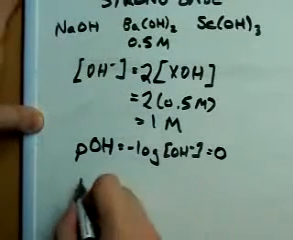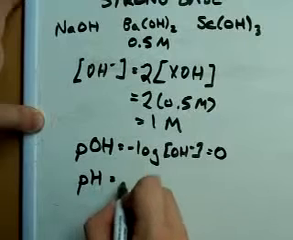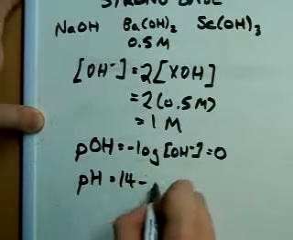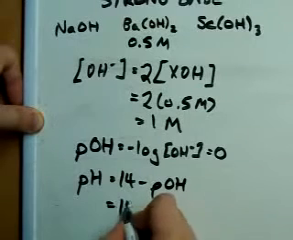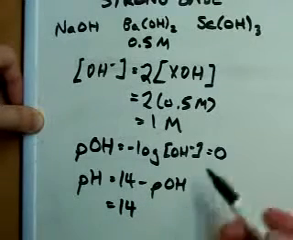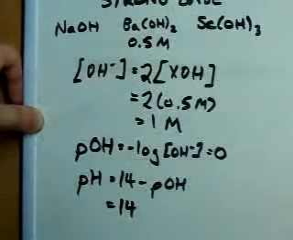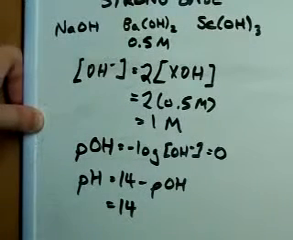And the way you calculate pH from pOH is to subtract it from 14. Or in this case, the pH is actually 14, which seems very high, but it is the solution of a strong base, so it makes sense.